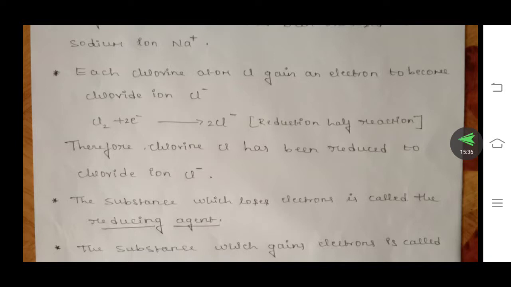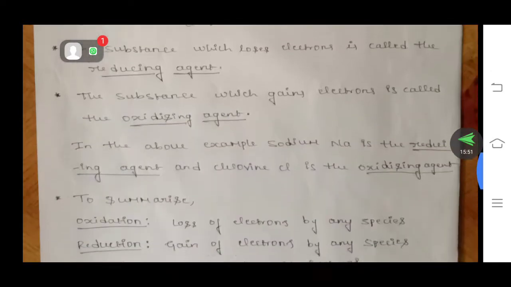The substance which loses electrons is called the reducing agent. Reducing agent.